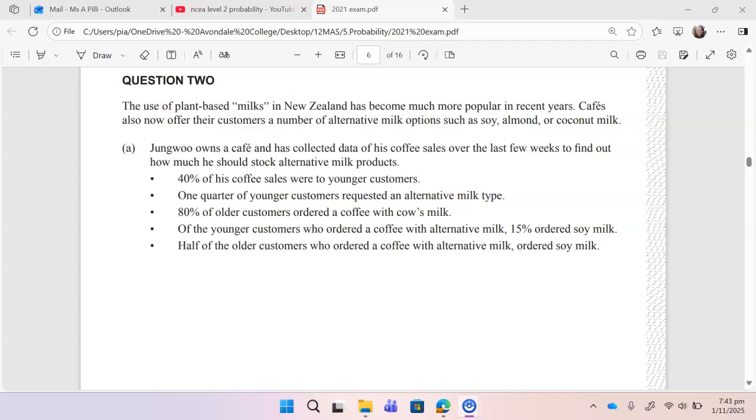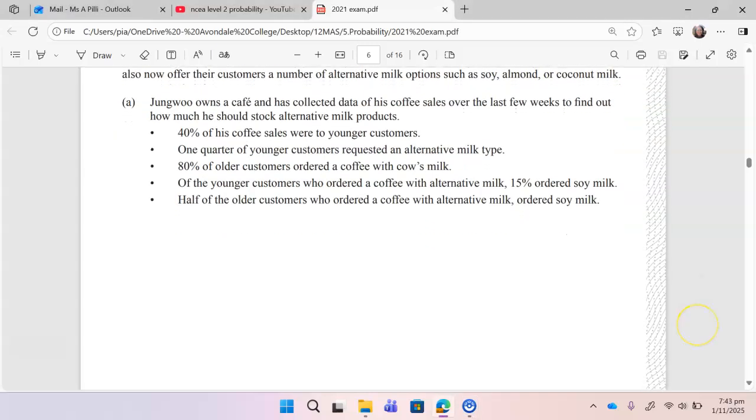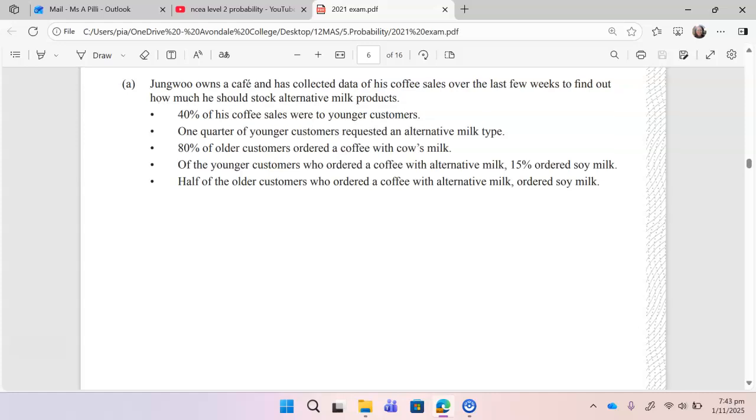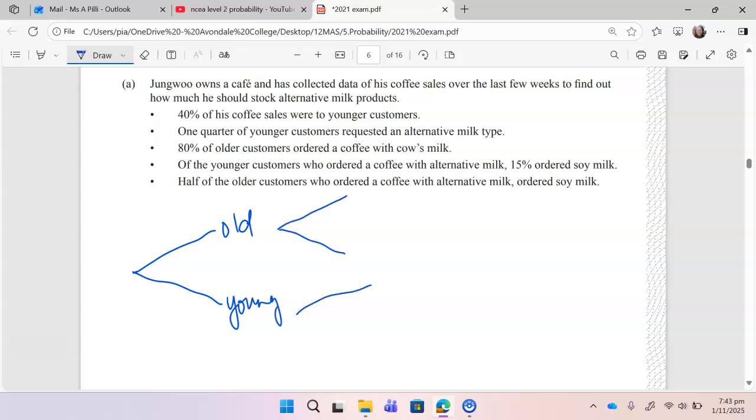In this question, if you just pause and read, you will see that there are two groups of customers. So those two groups will be our main branches to start with. We've got older customers and younger customers. And then we also have both groups ordering coffee with either cow's milk or alternate milk. So that will be our second branch.